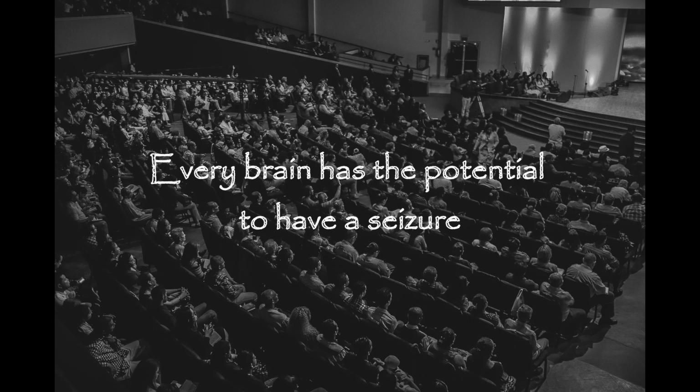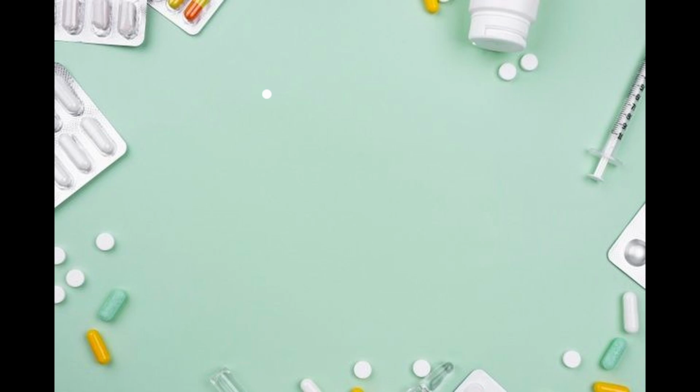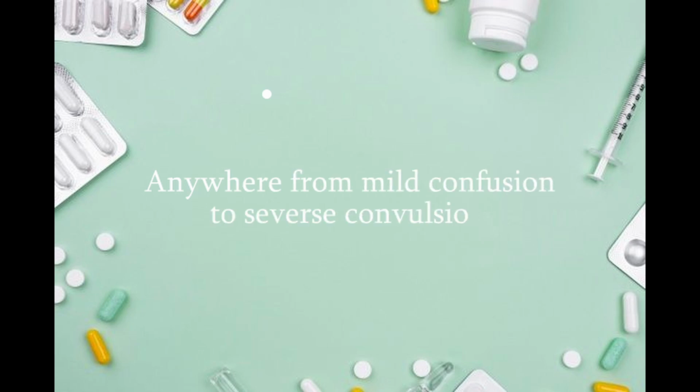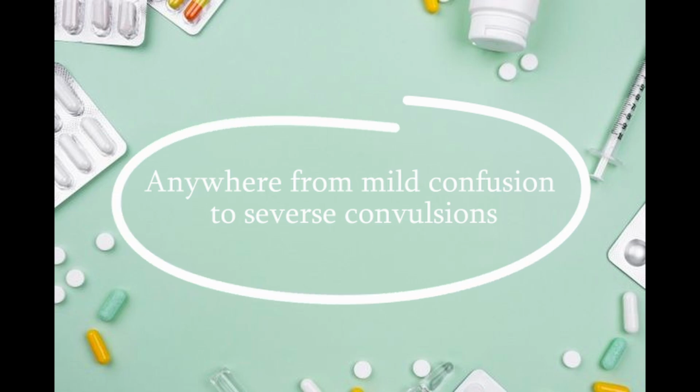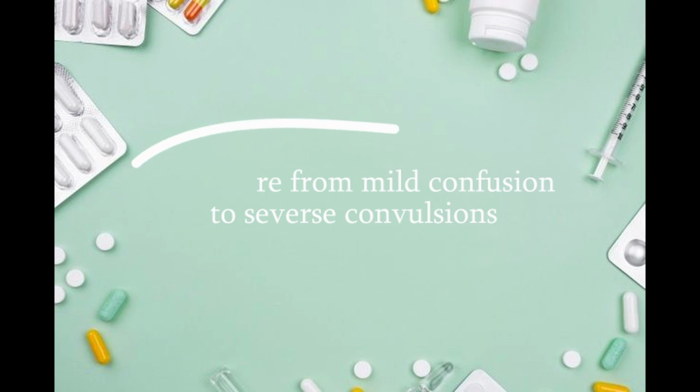Just like how the classroom can be disrupted in many ways, seizures can manifest in different ways too. Some people might experience a mild confusion, like a student who suddenly lost their train of thought. Others might experience a full-blown convulsion, like a student who's having a loud, uncontrollable outburst.